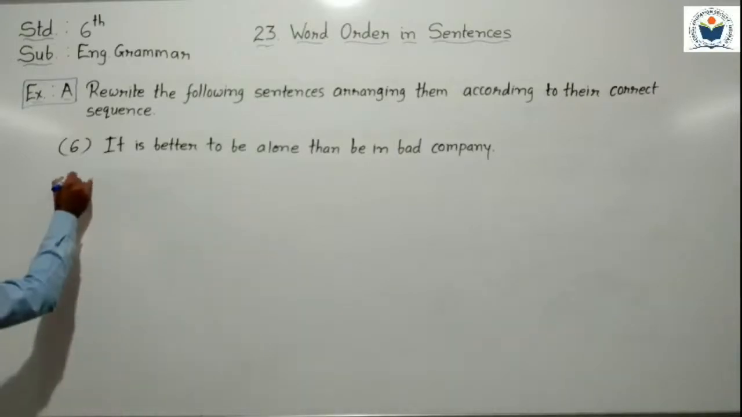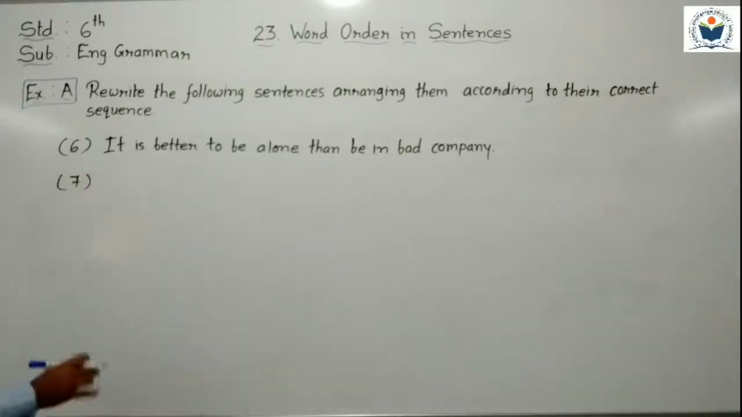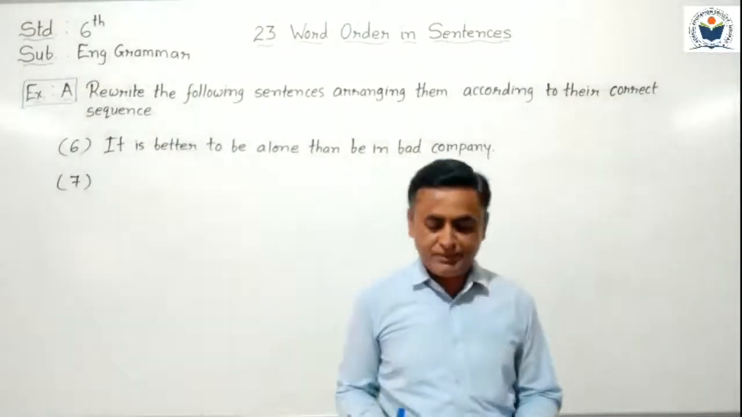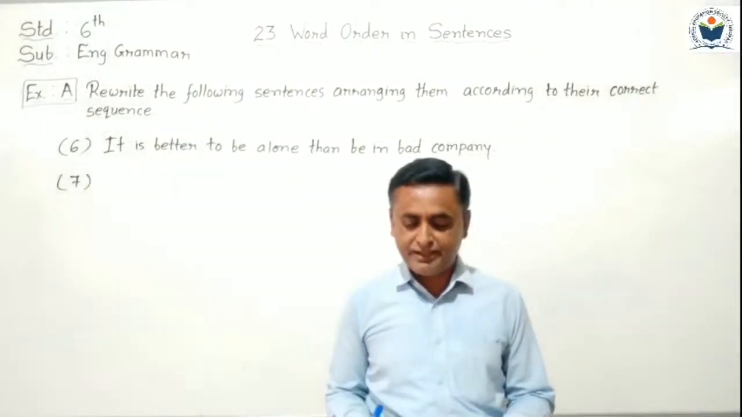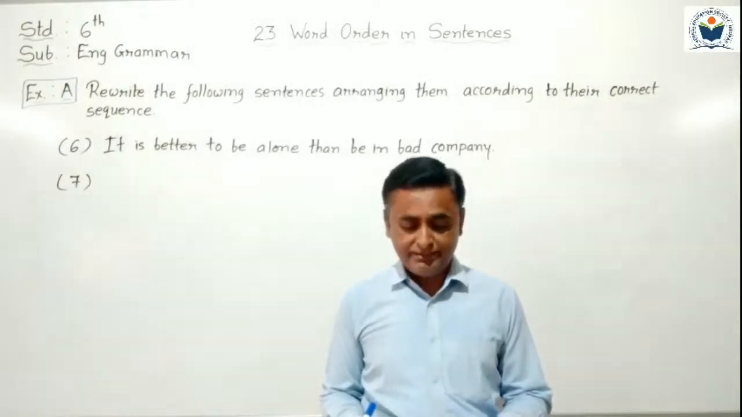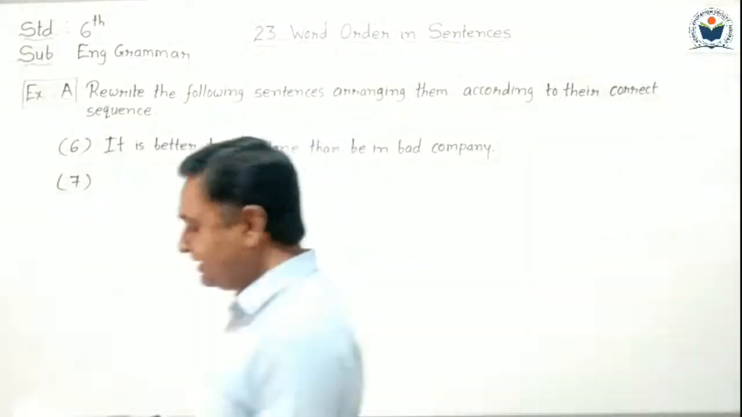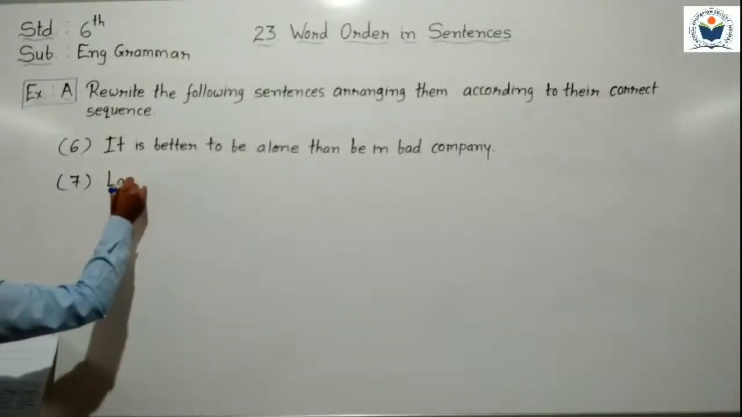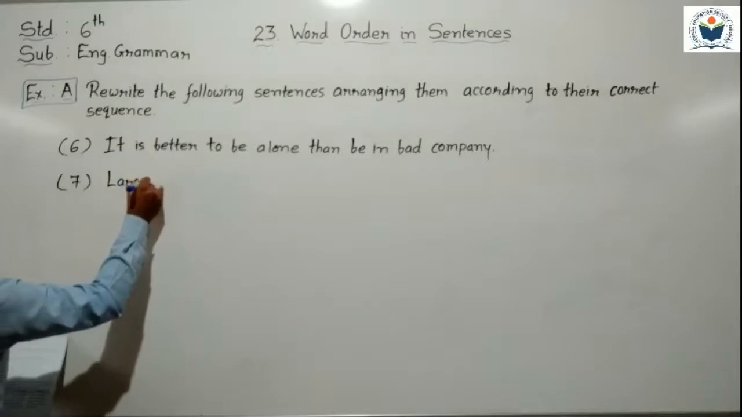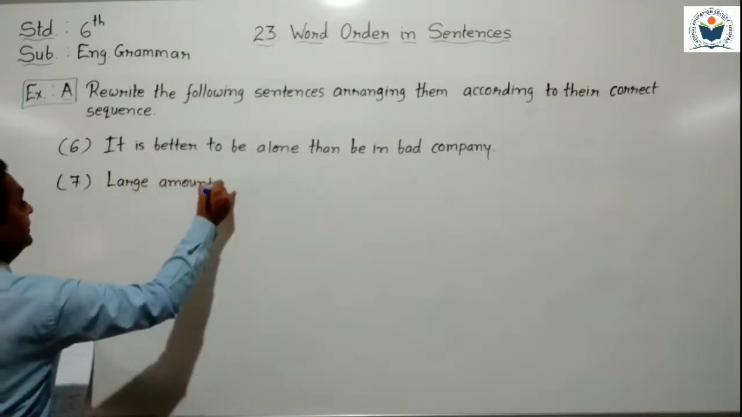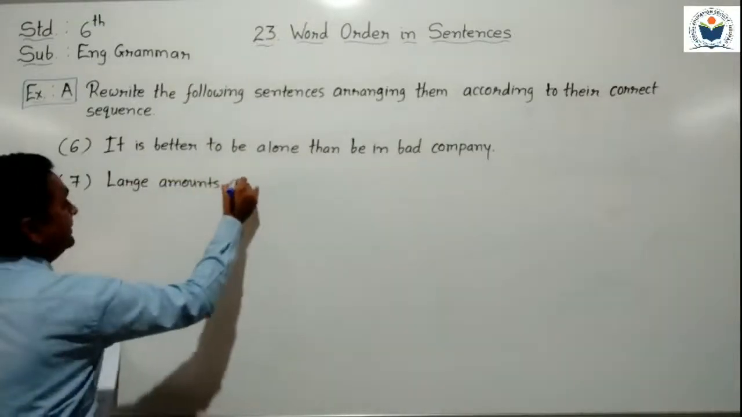Now sentence number 7. Children is homework of school in chiefly large making instrumental high amounts. Like that type of jumbled words is given here. We have to arrange it. Large amounts of homework. What has happened?